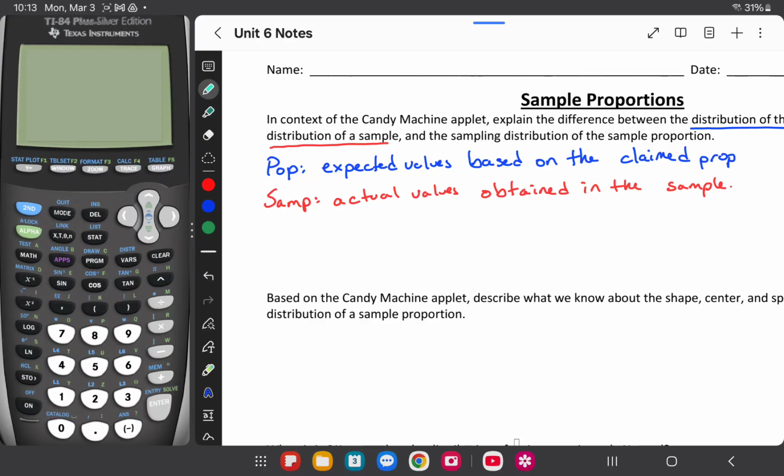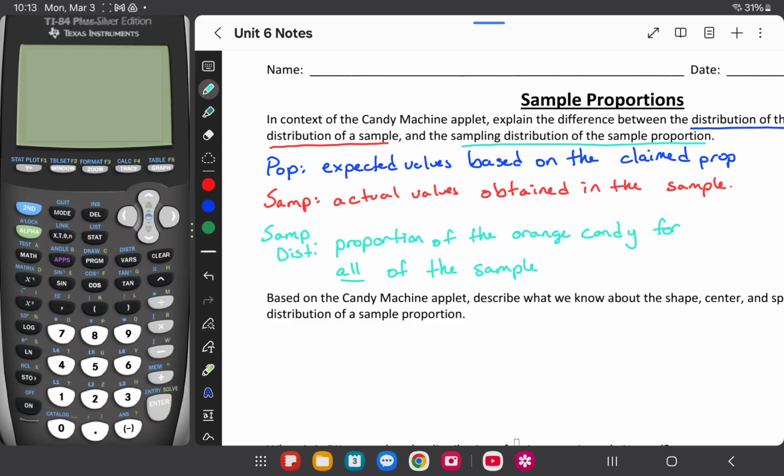Last but not least, let's talk about the sampling distribution of your sample proportion. So not just your single sample, but your sampling distribution. This would represent the proportion of the orange candy, because again, remember we were interested in orange. So the proportion of the orange candy for all of the samples. We're no longer looking at just a single sample and the proportion of orange candies, but now we're looking at it for all of our samples. So that is our sampling distribution.